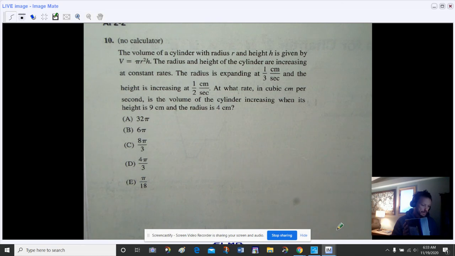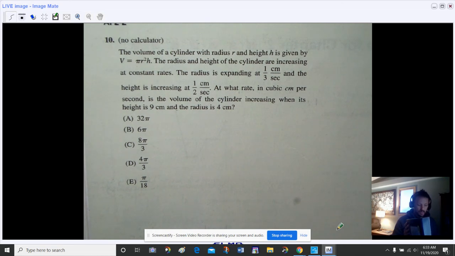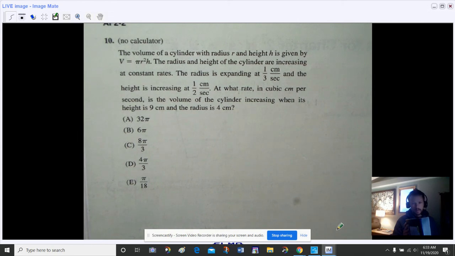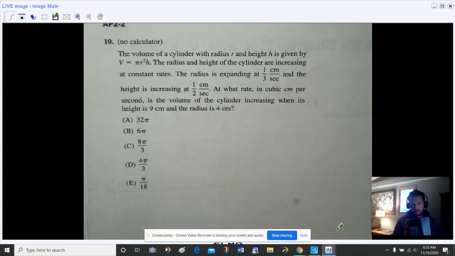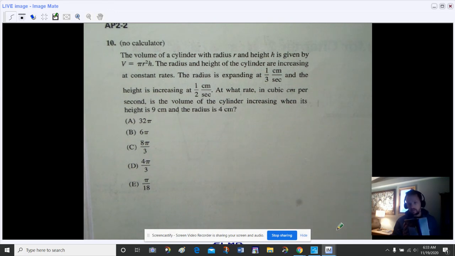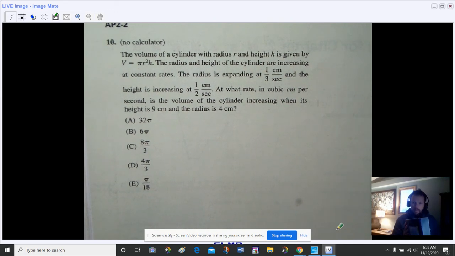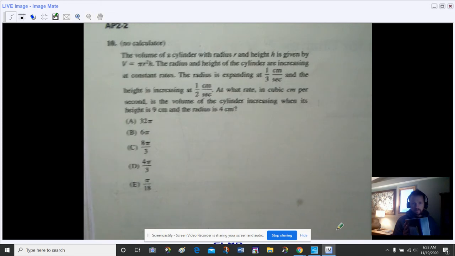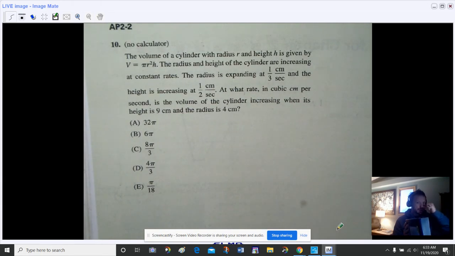Okay. So we got the volume of a cylinder. Well, they gave us the volume formula. The radius and the height of the cylinder are increasing at constant rates. You don't normally see that, but you can. So the radius is doing one thing and the height is doing another thing, both dr over dt and dh over dt, but cool. At what rate in cubic centimeters per second is the volume of the cylinder increasing when its height is 9 centimeters and its radius is 4 centimeters?